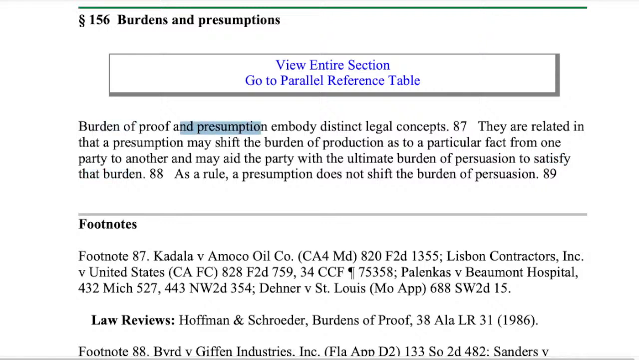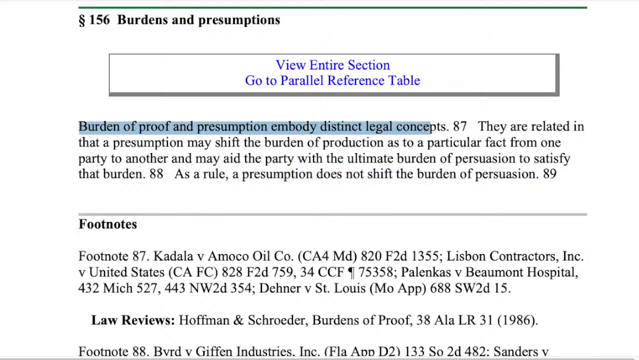Wow, so the presumption can also aid the party. It could shift the burden, or it could aid the party with the ultimate burden of persuasion to satisfy, perhaps meaning that it would cause the other party to produce, which would ultimately aid the first party that made the presumption. As a rule, a presumption does not shift the burden of persuasion. So as a rule, the presumption does not shift.